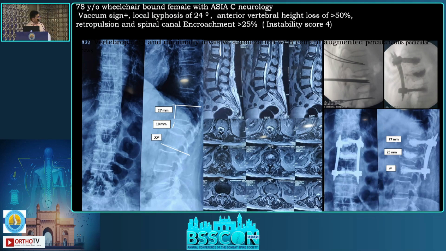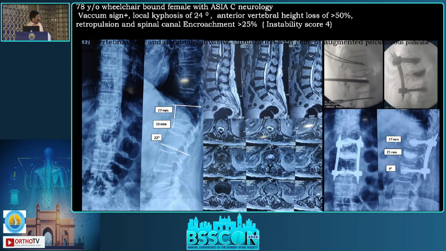Now this is another patient, 78-year-old patient, wheelchair bound, Asia C, now other spine at risk signs positive, vacuum sign, kyphosis, loss of anterior vertebral body height, retropulsion. Now this patient had a lot of comorbidities, so underwent a cement augmented stabilization. Augmenting the cement with fenestrated screws, you can avoid a long segment fixation in these patients because you have to do as less as possible and fuse less segments and achieve the result.